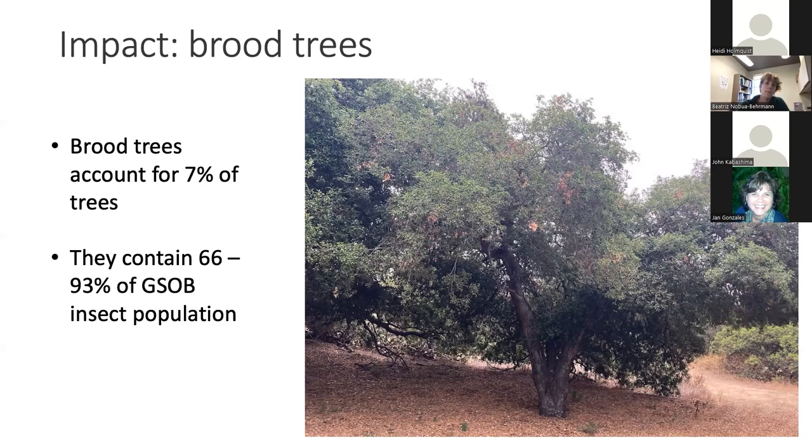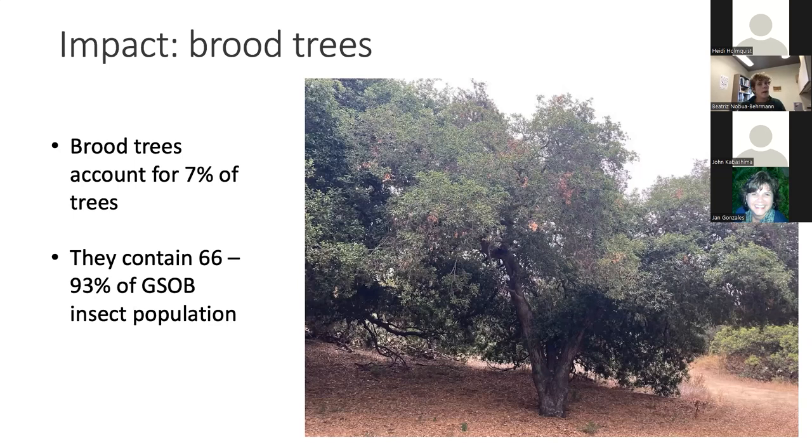And the interesting thing from that is that of the whole population of G-sub in an area, those amplifier trees or brood trees contain between 60 to 90% of the beetles. So knowing this about the biology of the beetle can help us manage it, because those would be good targets for removal. If we get rid of those trees, we get rid of 60 to 90% of the beetles in an area, which is already a good step forward.